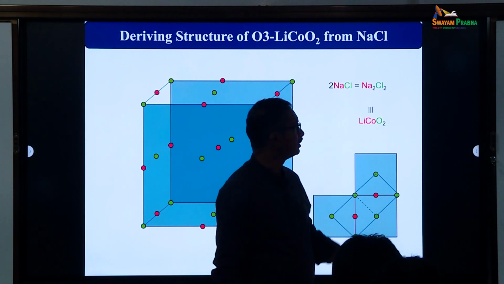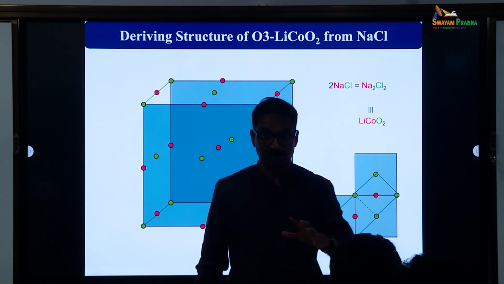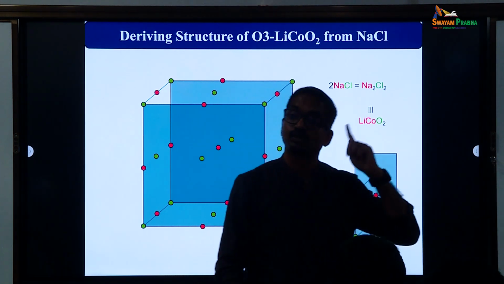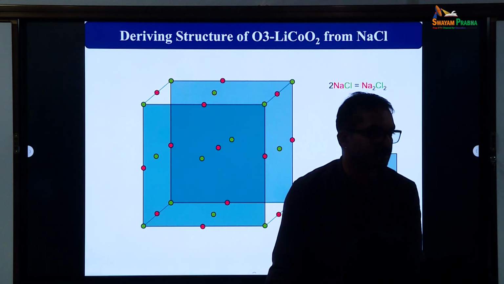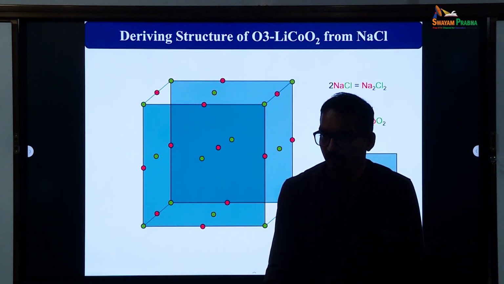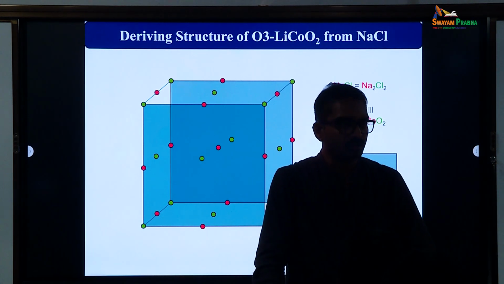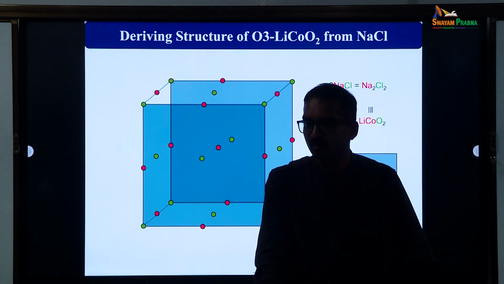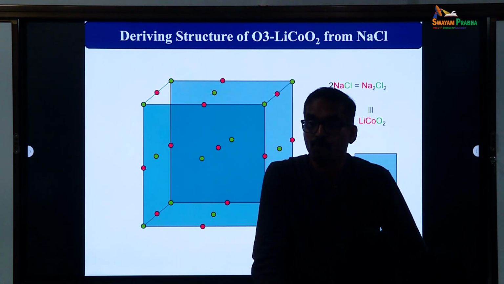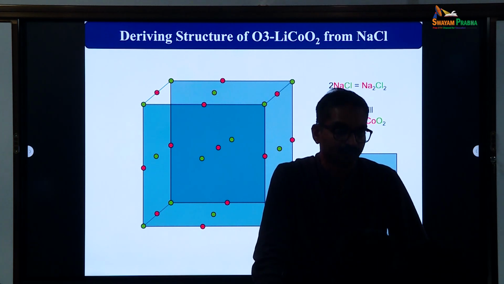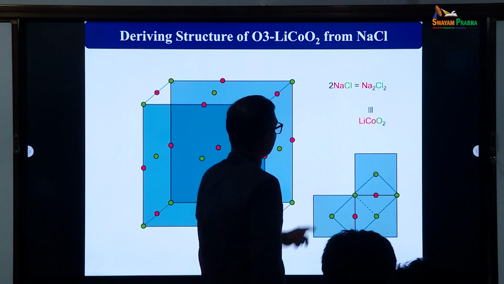So therefore LiCoO2 must have the same kind of lattice as sodium chloride. But we don't call it a rock salt structure, but the same framework as NaCl. That means lithium is also in the octahedral voids, and cobalt is also in the octahedral voids. There are 2 oxygens. If you have N oxygens, how many octahedral voids? N octahedral voids. I have 2 oxygens, so 2 octahedral voids. One is given to lithium, another to cobalt. That means 50% of your octahedral voids are occupied by lithium ions, and the remaining 50% by cobalt ions.